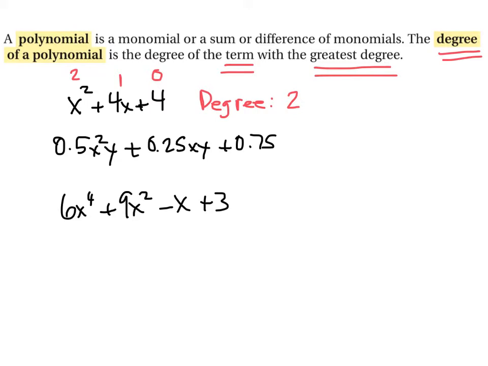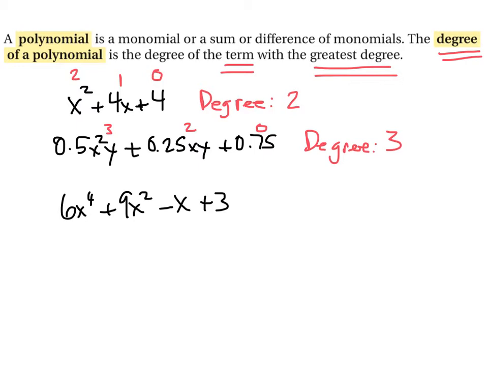In the second polynomial, 0.5x squared y has a degree of 3 because 2 plus 1 is 3. 0.25xy has a degree of 2 because 1 plus 1 is 2. And then 0.75 is a constant. It has degree 0. The highest number here is 3. So this polynomial has degree 3.